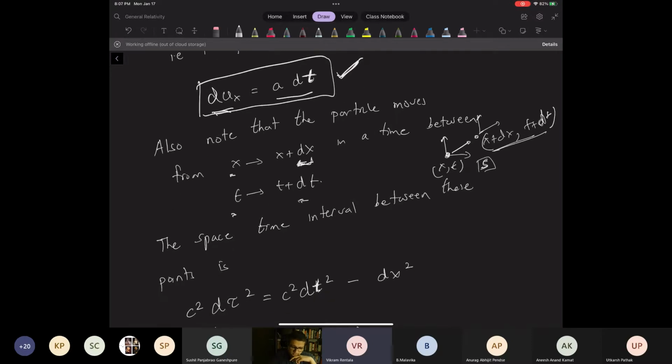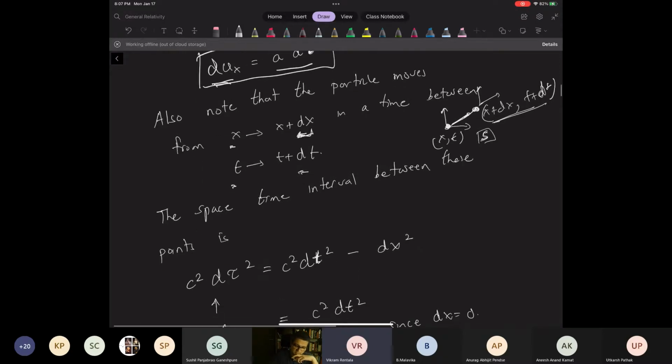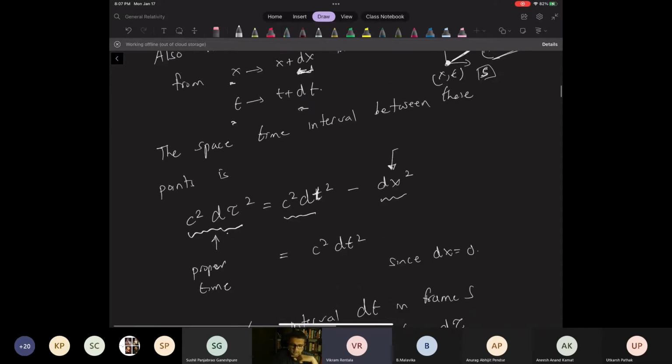And we'll consider the space-time interval between these 2 points. That space-time interval is c square d tau square, some proper time, equals c square dt square minus dx square. And dx is 0, because the particle has not moved at leading order in dt. And so this is just c square dt square.